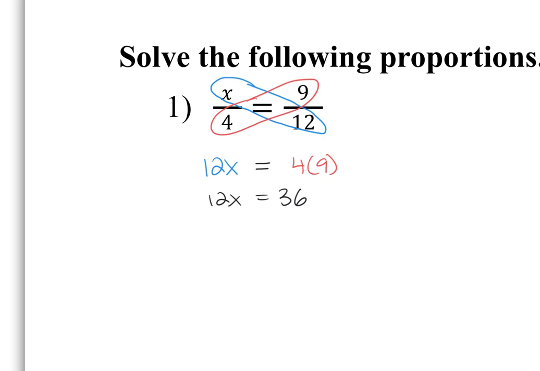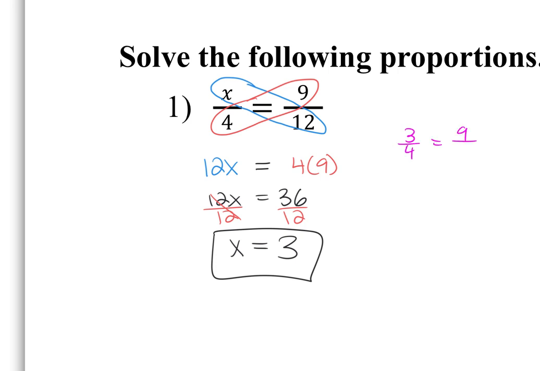How do I get x by itself? Yes, awesome. Divide by 12, and now we have x equals what? 3, yes. Okay, 3/4 is equivalent to 9/12. I can check it over here. I'm just going to write it over here real quick. 3/4 is equivalent to 9/12. It's saying that they may look different, but they're equal.